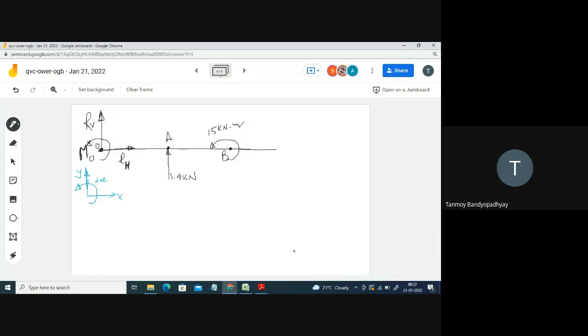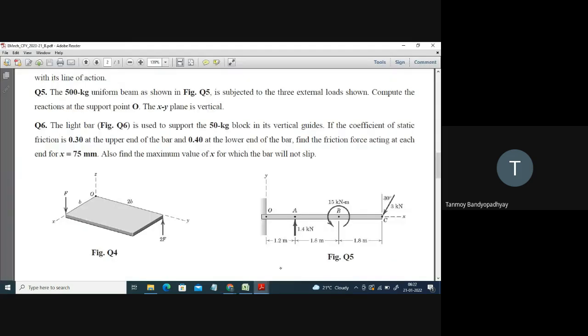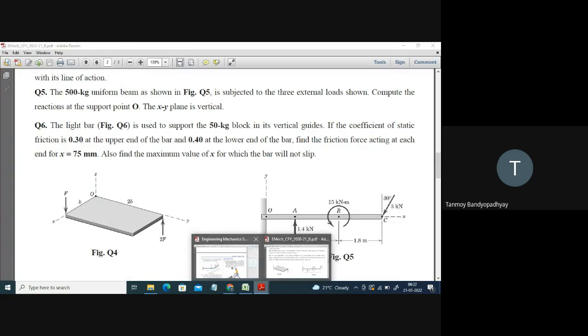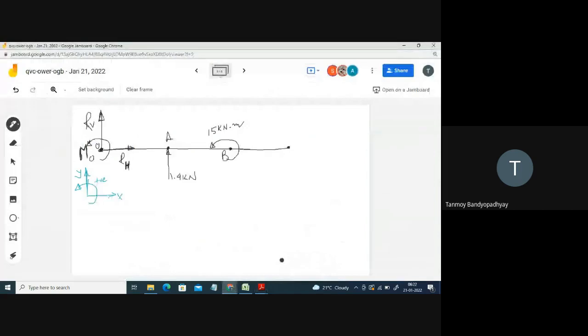And at the very end point, what do you have? You have a 3 kilonewton force. So here you have this 3 kilonewton force downwards.